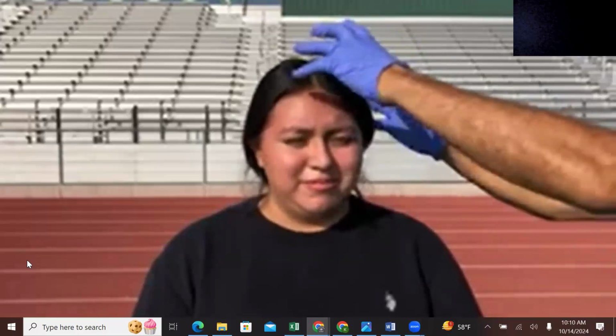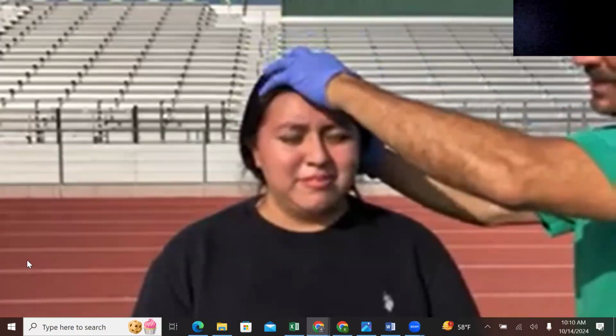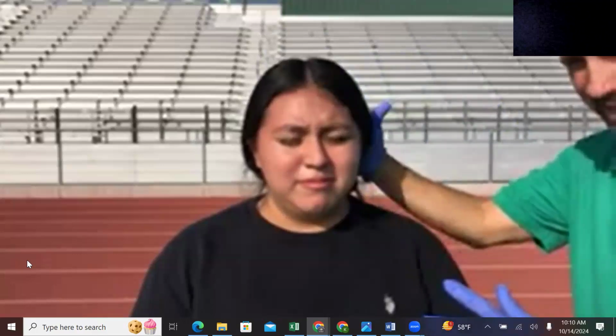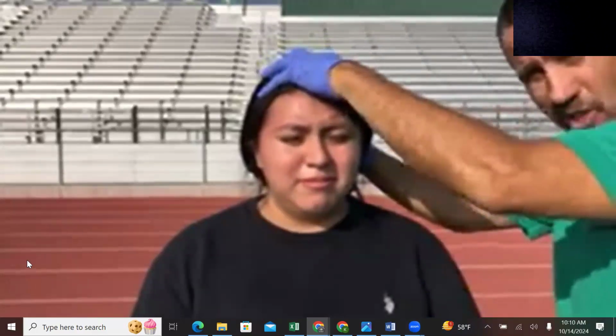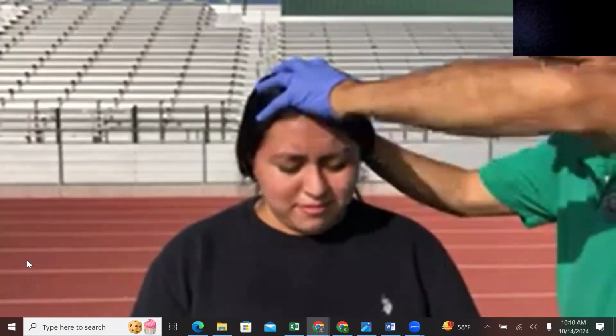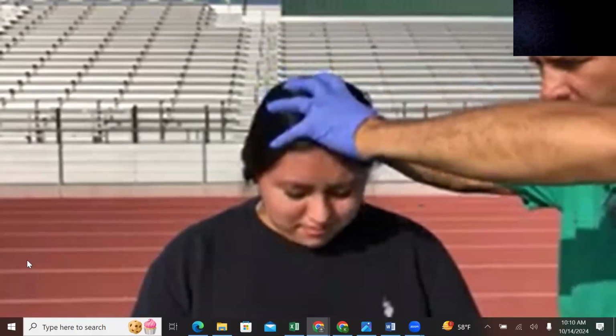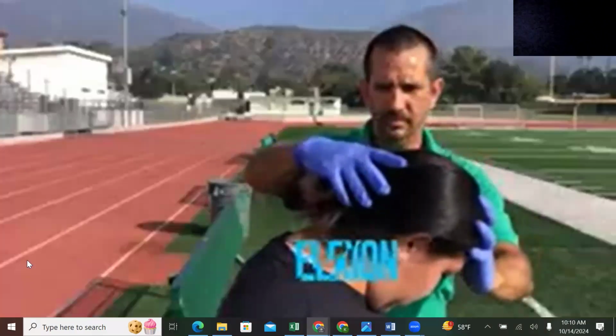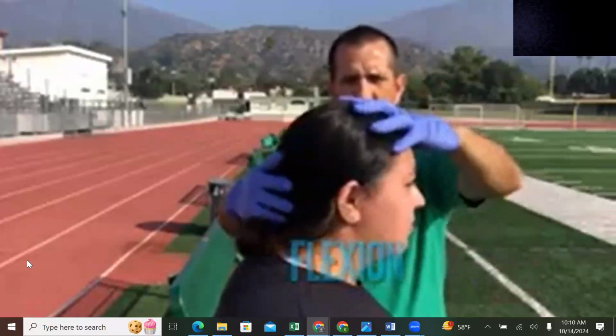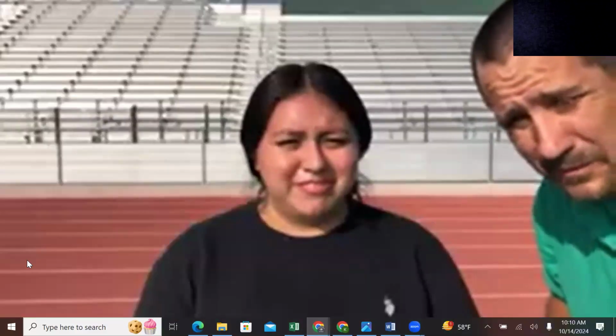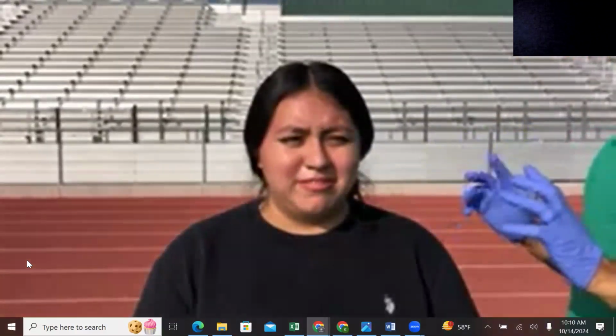Okay? So flexion: one hand goes on top of the head, other hand goes behind the head. And it's just a gentle movement, moving her chin to her chest. Is there any pain with this at all? That is passive flexion. Okay, I'm going to move your head back now.